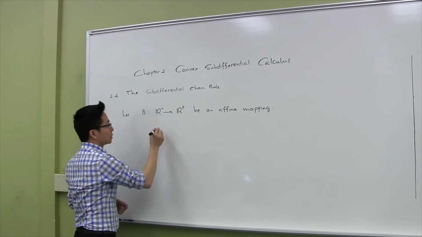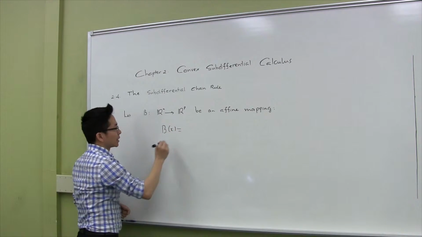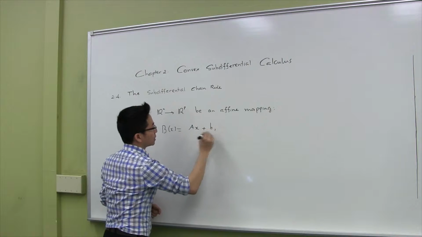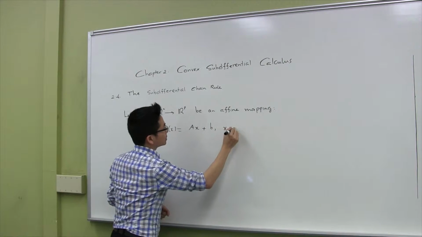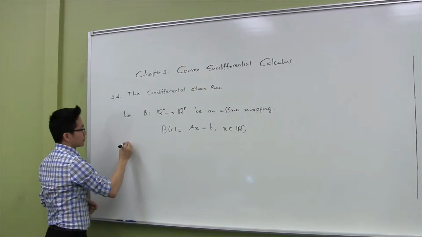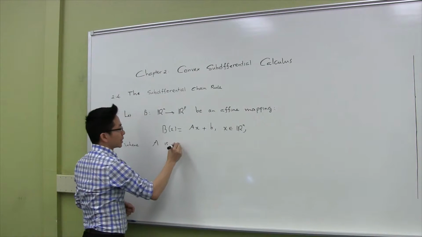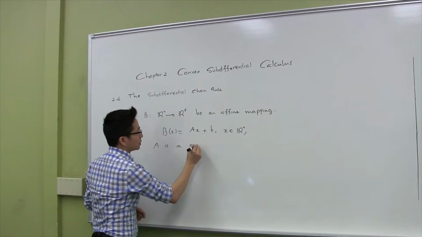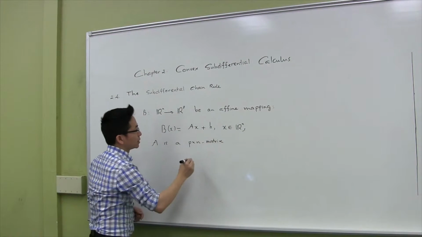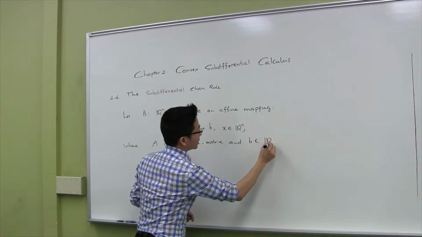That means B of x can be represented as Ax plus b. Here x is in Rn, where A is a p by n matrix, and b is an element of Rp.